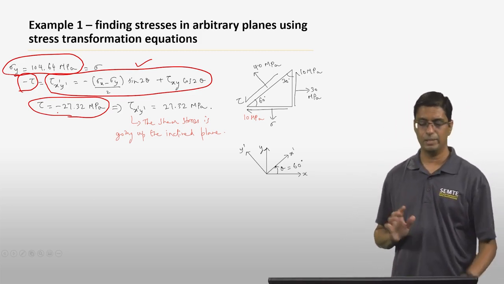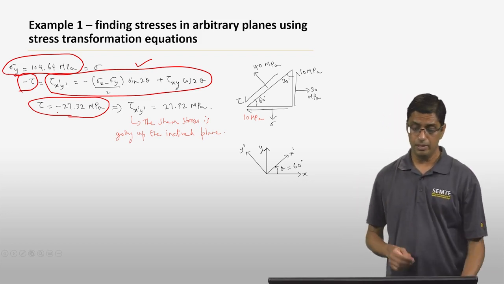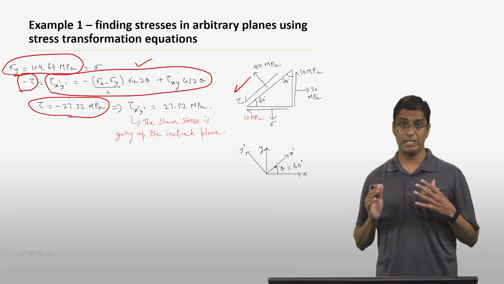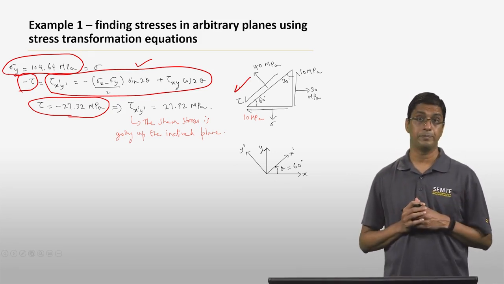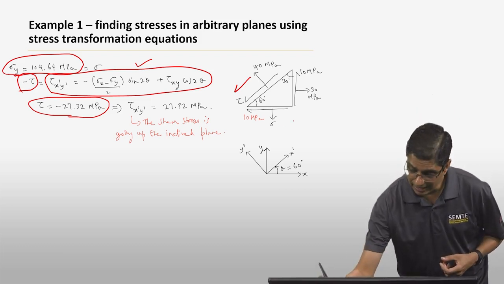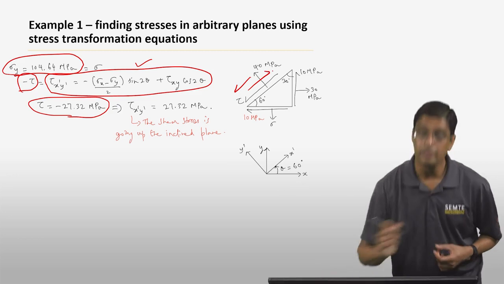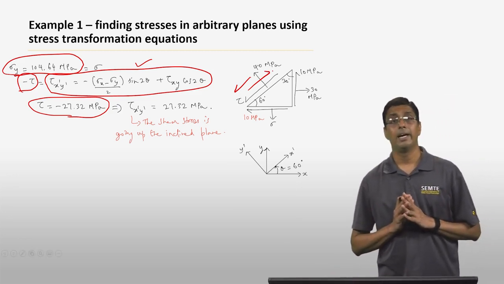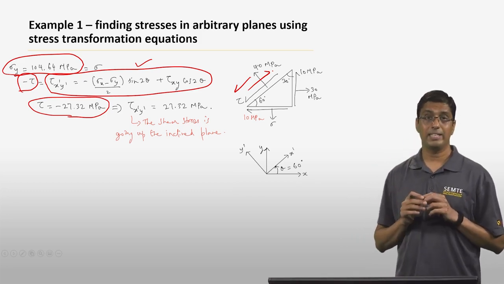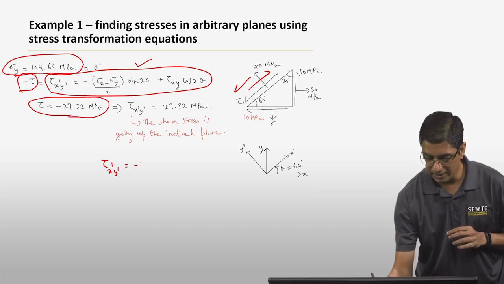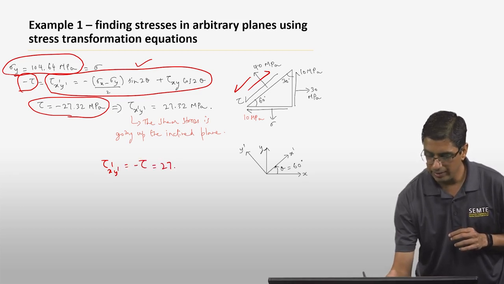So what does this actually mean? We assumed tau to be in the downward direction on the inclined plane. Now we get a negative value for tau, which means that the shear stress is actually going up the plane, not down the plane. That is what this particular thing emphasizes. And what that means is that your tau x prime y prime is actually minus tau, so that is going to be 27.32 MPa. That is a positive value.